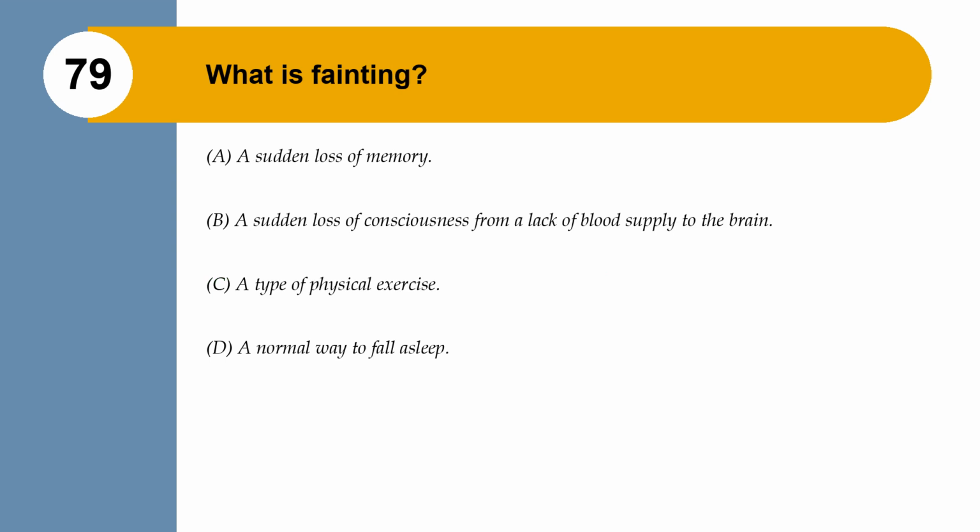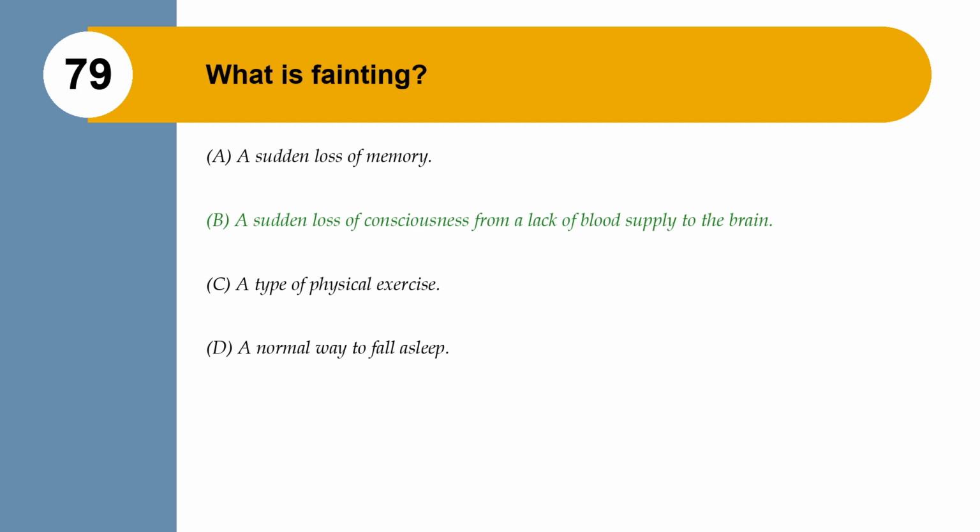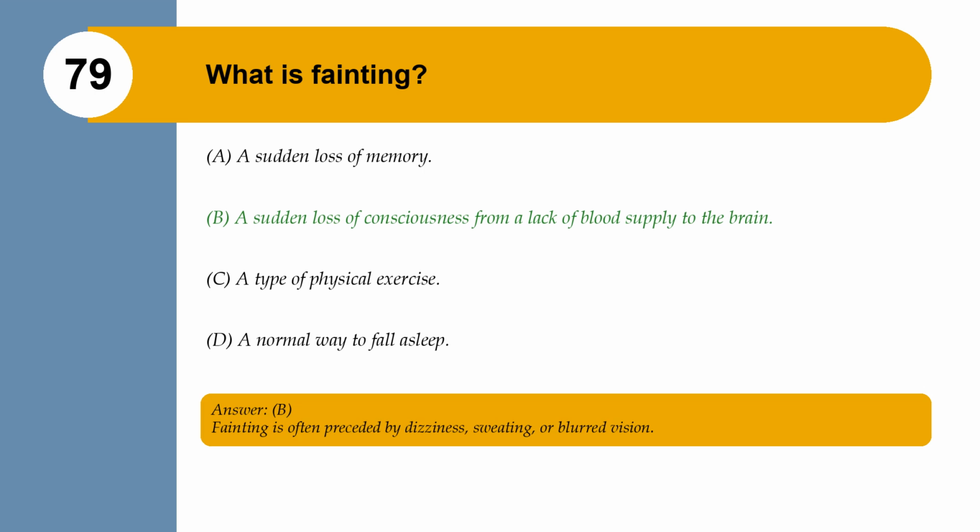Question 79. What is fainting? Option A, a sudden loss of memory. Option B, a sudden loss of consciousness from a lack of blood supply to the brain. Option C, a type of physical exercise. Option D, a normal way to fall asleep. The correct answer is option B, a sudden loss of consciousness from a lack of blood supply to the brain. Explanation. Fainting is often preceded by dizziness, sweating, or blurred vision.